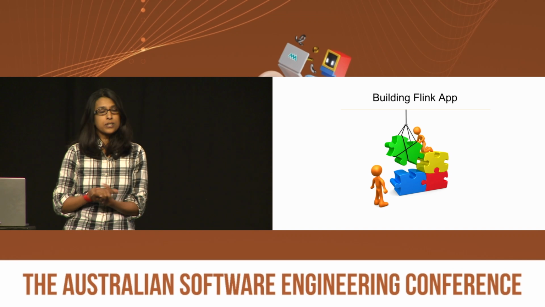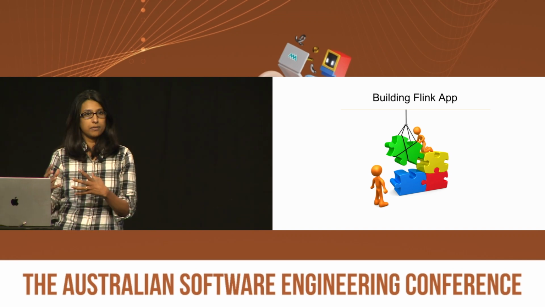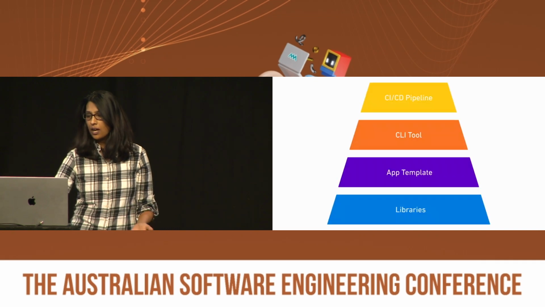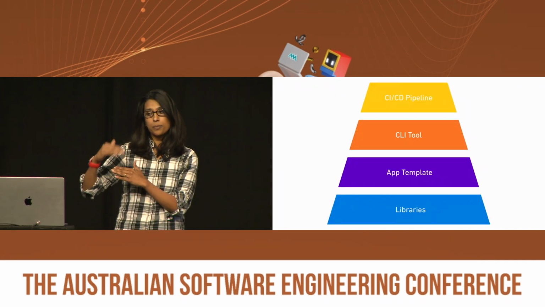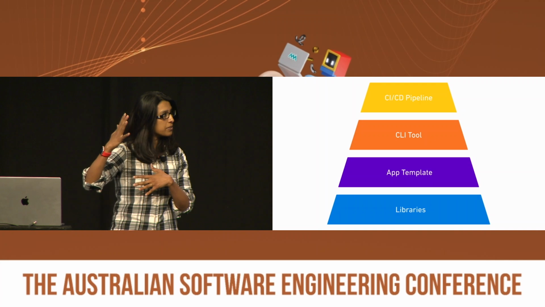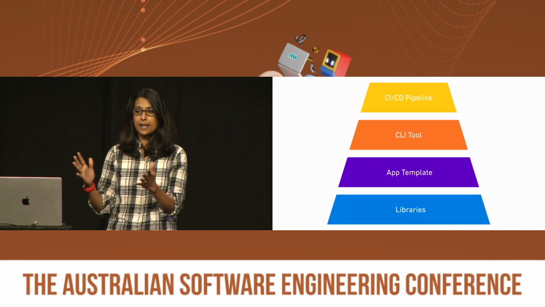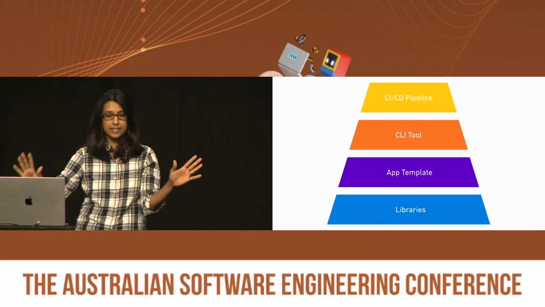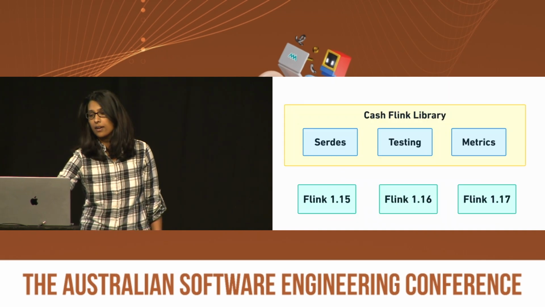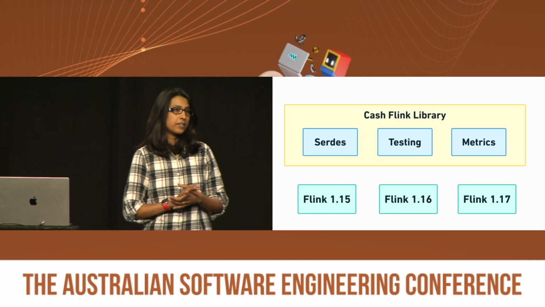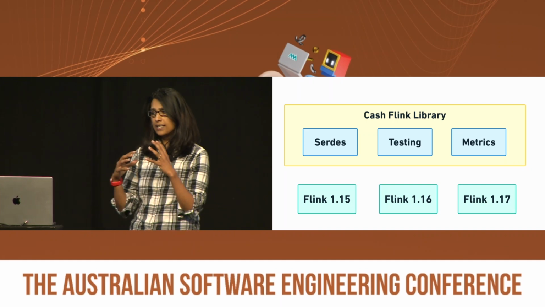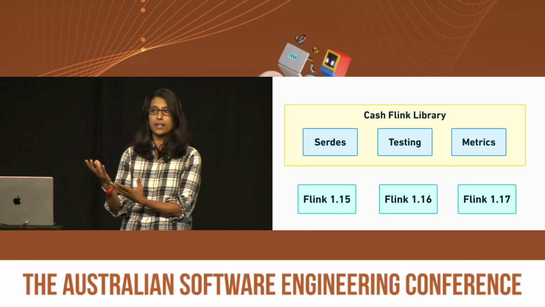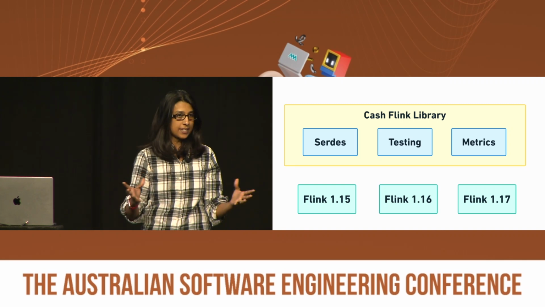So let's talk about what goes on in building a Flink application from scratch at Cache. I would like to talk about it as 4 layers or 4 components. There are libraries, an app template, a CLI tool, and a CI/CD pipeline that we provide. The Cache Flink libraries are a thin layer, a collection of all the Flink libraries that are required in order to make building Flink applications easier.